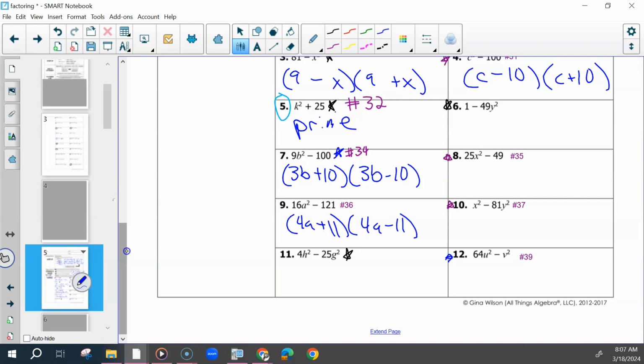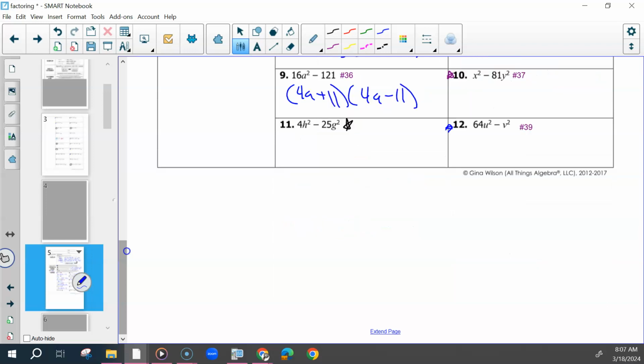Alright, let's do one with 2 variables and then jump into some harder ones. 11. 2H minus 5G. And the other one? 2H plus 5G. Alright, go on to the back.